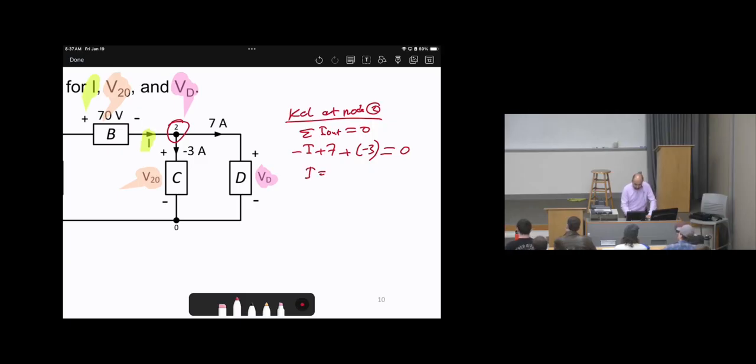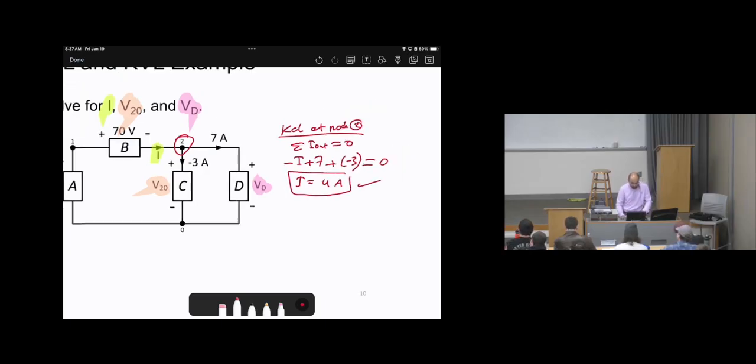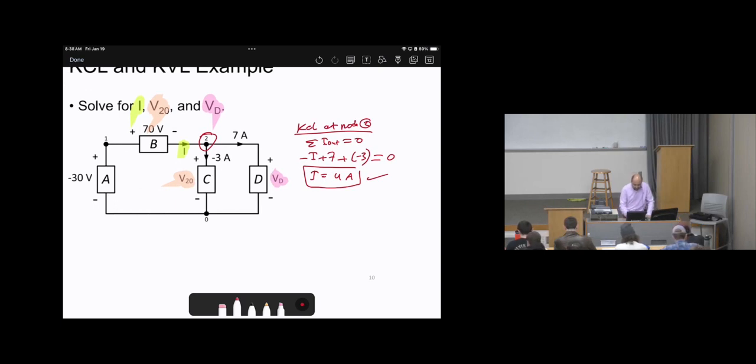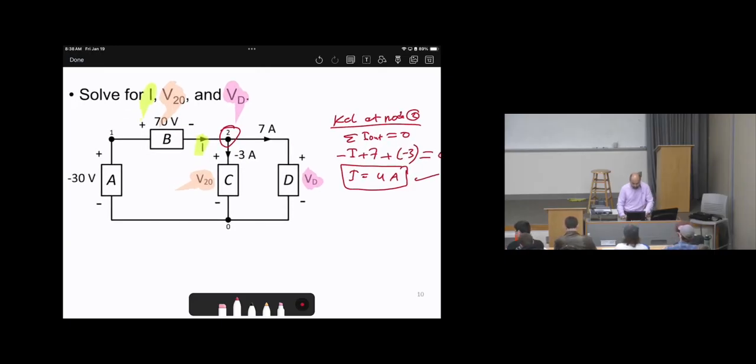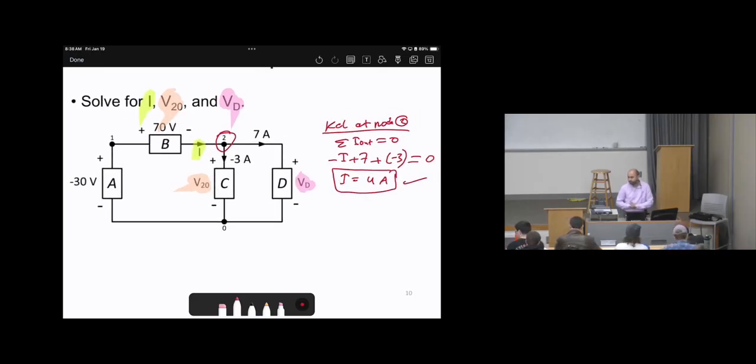So we will move it to the other side, 7 minus 3, which is 4 amperes. Now we are done with the first unknown, which is calculating I. The second unknown is V20. V20 is the same as the voltage at element C. How can I know V20?